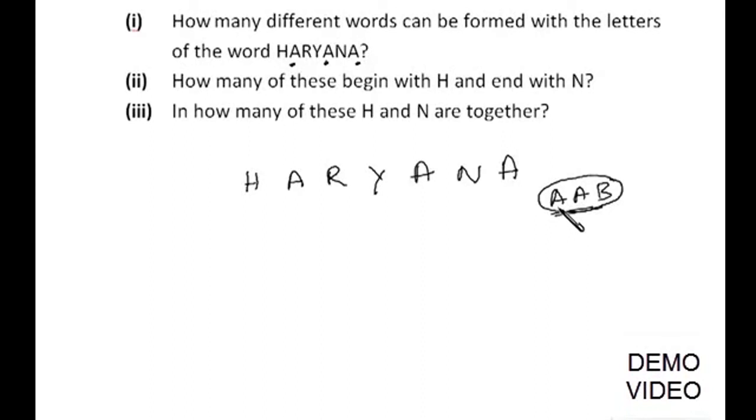So how do I do that? Say this A, and B. The next arrangement will be A, B, A, right? And the third arrangement will be B, A, right? Now I don't have more arrangements because these two A's are identical, right?